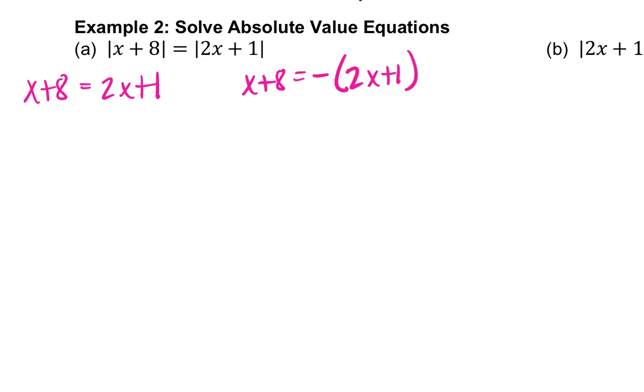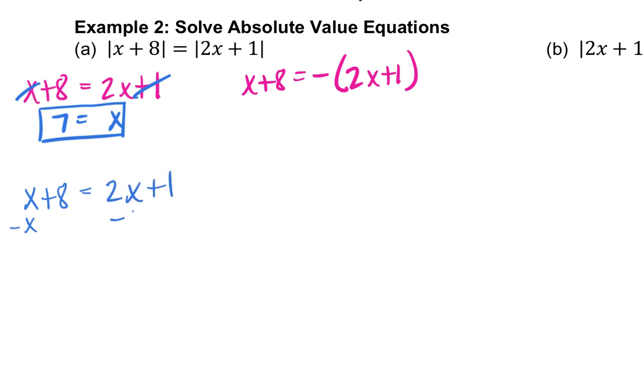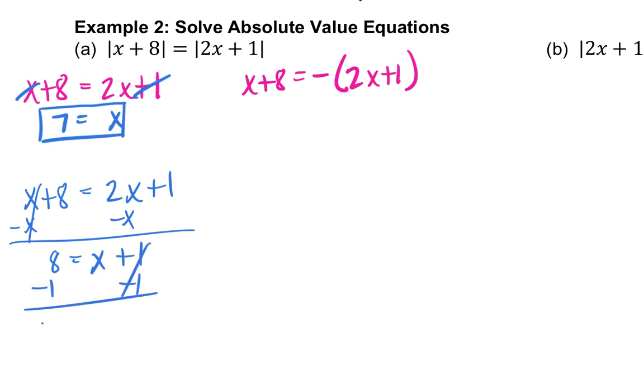Then solve them. So if I subtract x from both sides, I get x. And if I subtract this 1 from both sides, I get 7. So I see that x is 7. This is your basic algebra 1. X plus 8 equals 2x plus 1, if you subtract x from both sides and then subtract 1 from both sides.